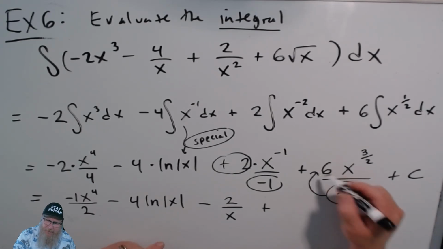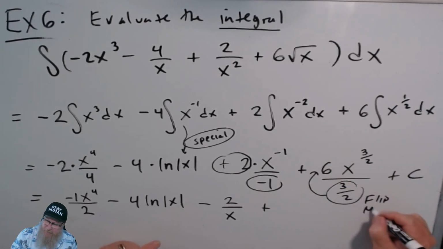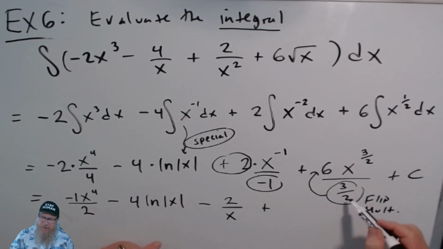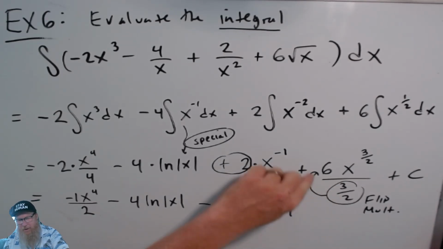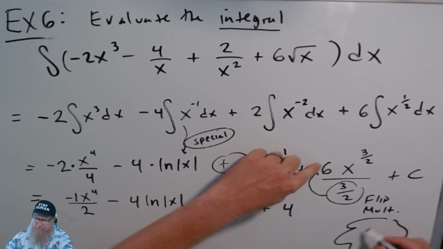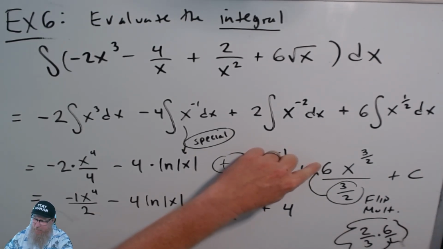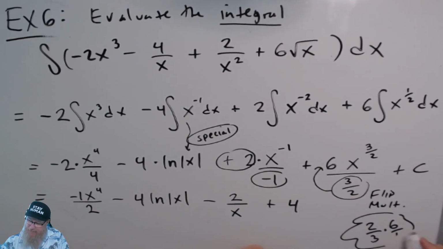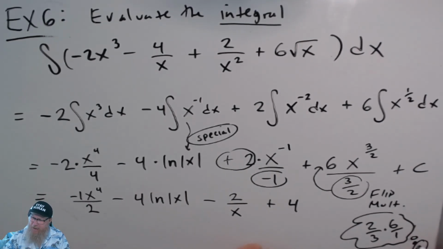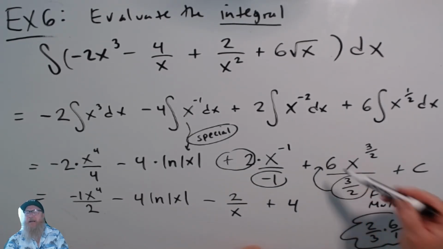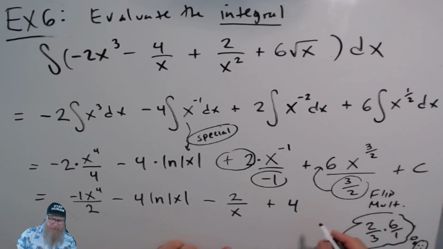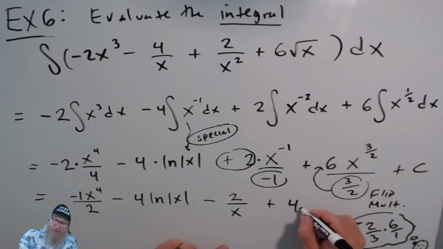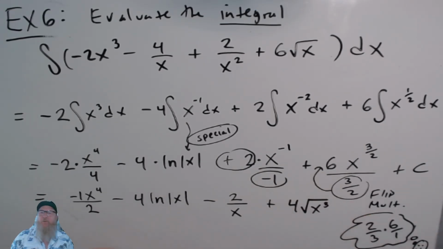Here, I'm going to flip and multiply. So it's going to be 2/3 times 6. That's 4, right? 2/3 times 6 over 1. That's your brain on arithmetic here. So you're going to flip 3/2, it becomes 2/3, and then the 6 is 6 over 1. So 2 times 6, I shouldn't have to tell you this. It's 12 divided by 3, which is 4. Now you can either leave it as 3/2 or you can write it as the square root of x cubed.